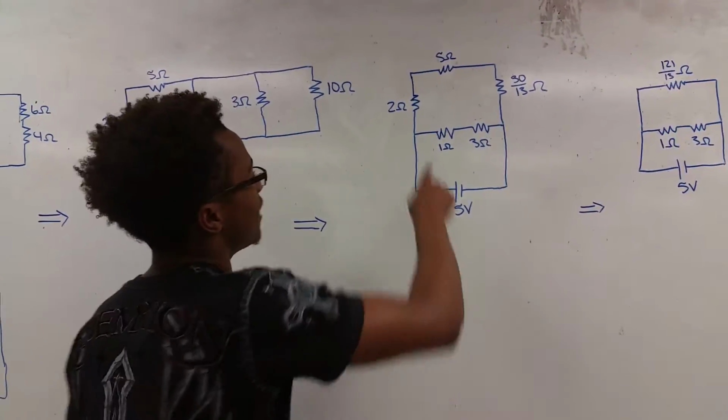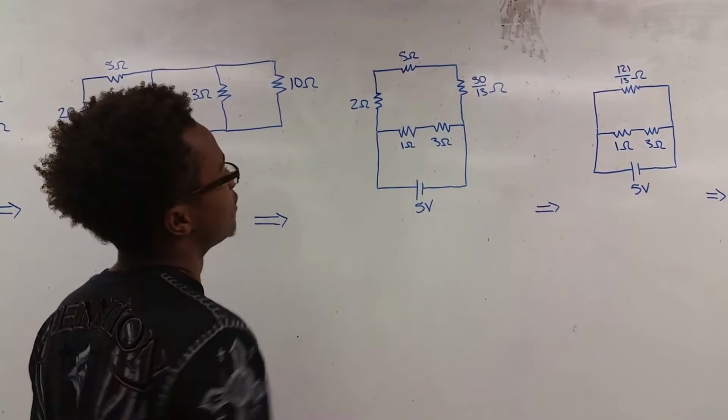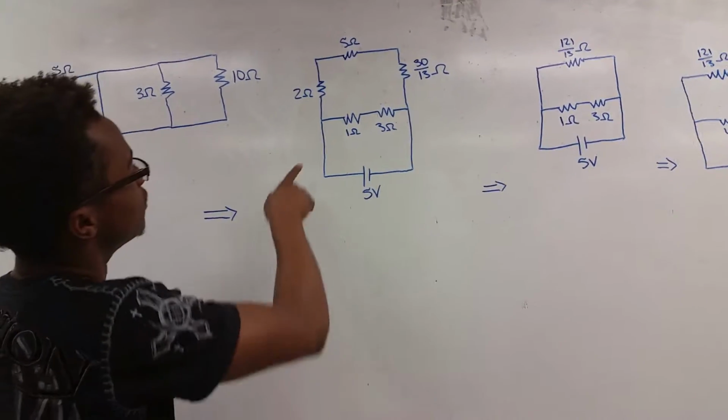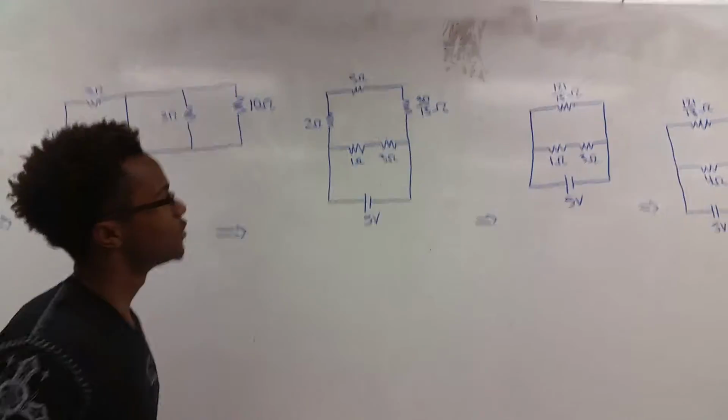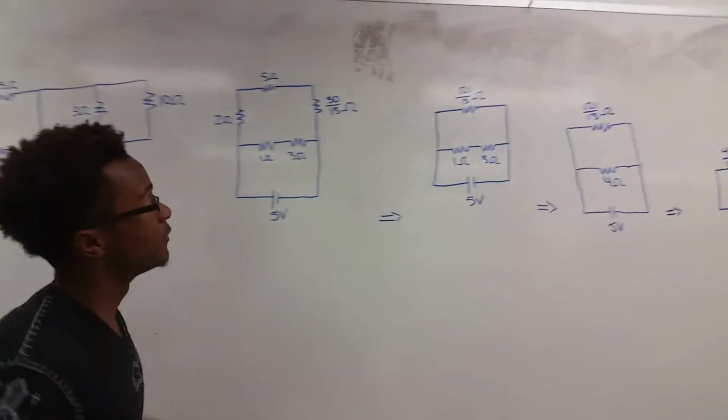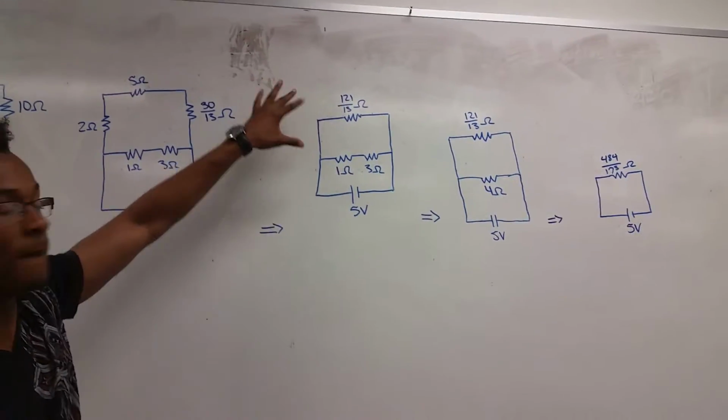So now we're going to add these 3 resistors together because they're not parallel, it's all on the same wire. So we're going to start with 2 plus 5, which is 7, and then 7 plus 30 over 13, which is going to give you 121 over 13.